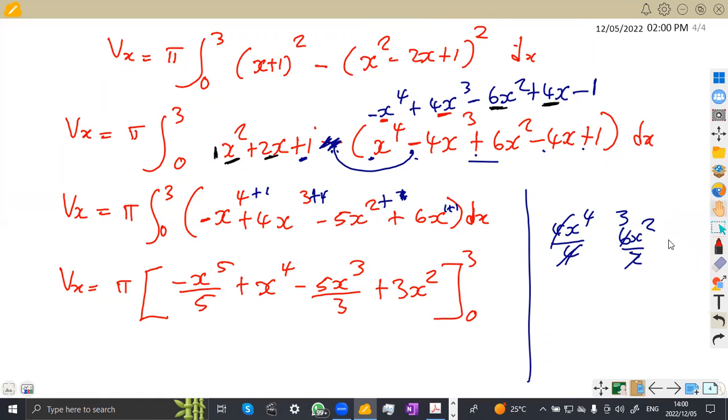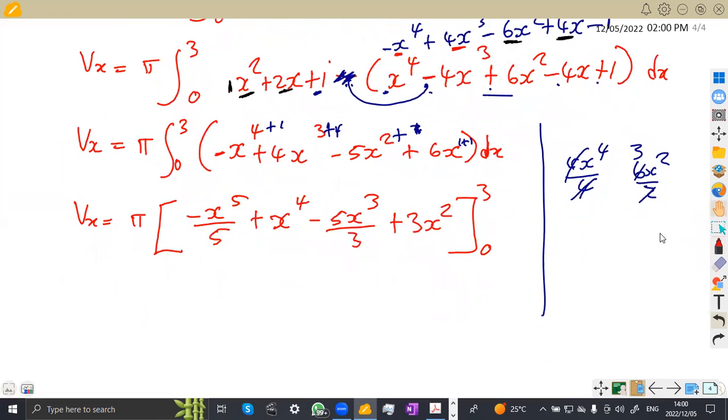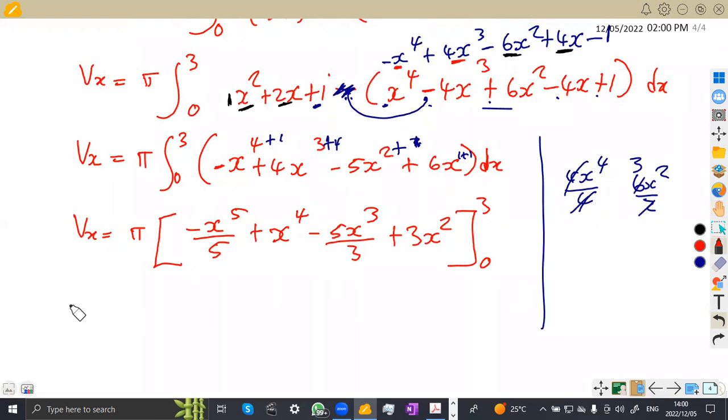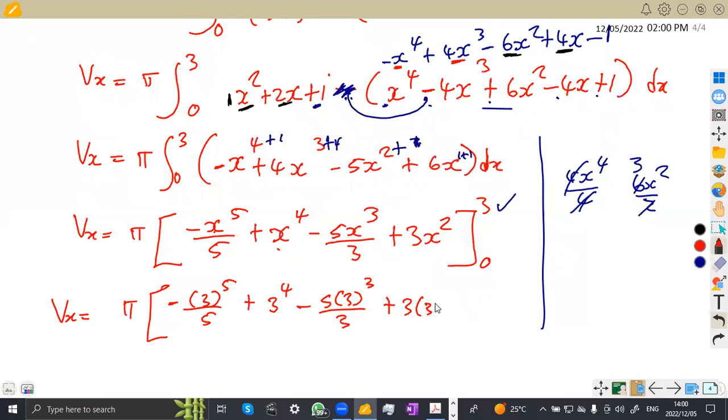So from the presentation, it is a clear presentation that we are going to substitute the values of x that we are given, for the upper limit, which is 3, in place of x here. So this will be negative 3 to the exponent of 5 over 5 plus 3 to the exponent of 4 minus 5 by 3 to the exponent of 3 over 3 plus 3 into 3 squared. This is what you're going to have, minus the cross-checking here. If we substitute the lower limit, this is going to be a 0, a 0, a 0, a 0. So there's nothing that you're going to have. So it's just a 0 here.